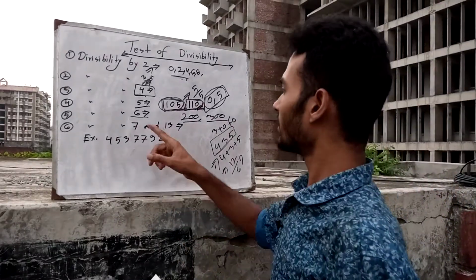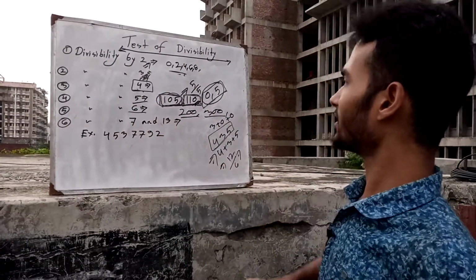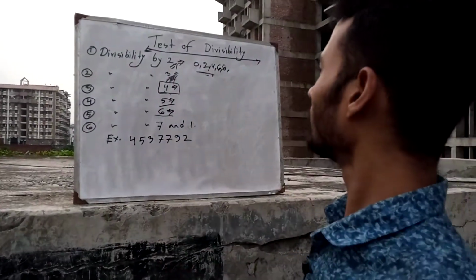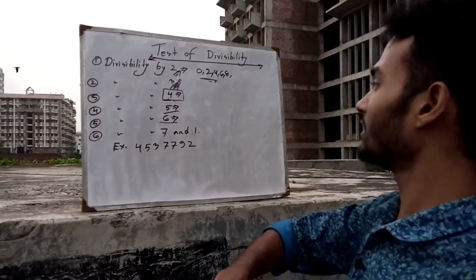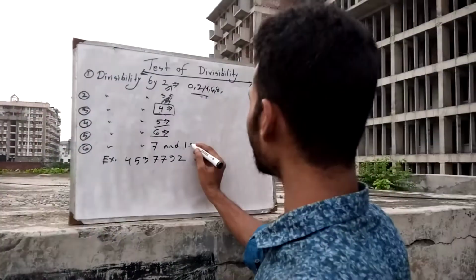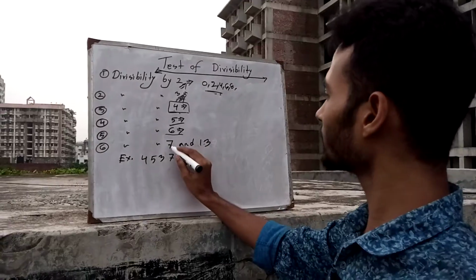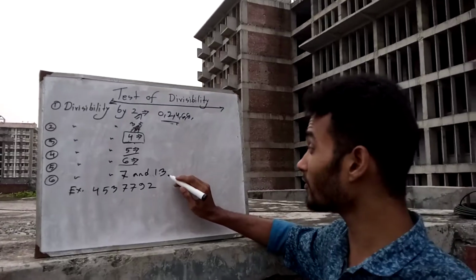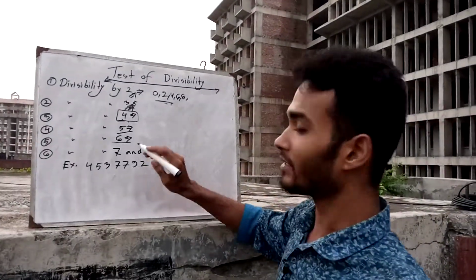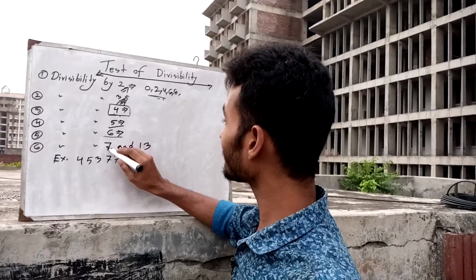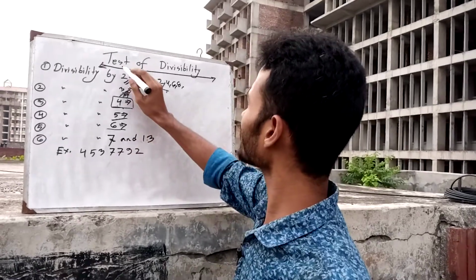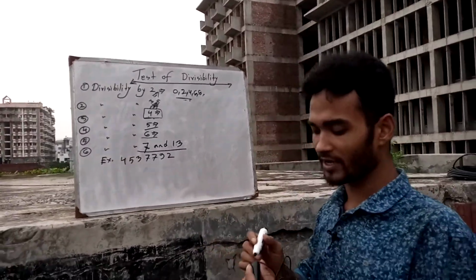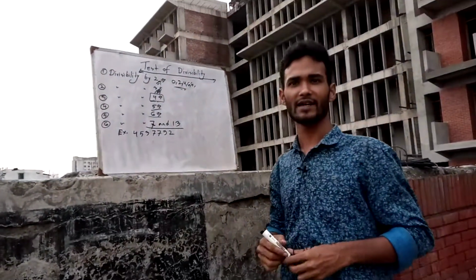Then go for the numbers 7 and 13. Now I am going to test the divisibility of 7 and 13. Why am I going to test the divisibility of 7 and 13 together here? Because of one reason: the formula for the test of divisibility of 7 and 13 is the same. That is why I am going to discuss 7 and 13 together.